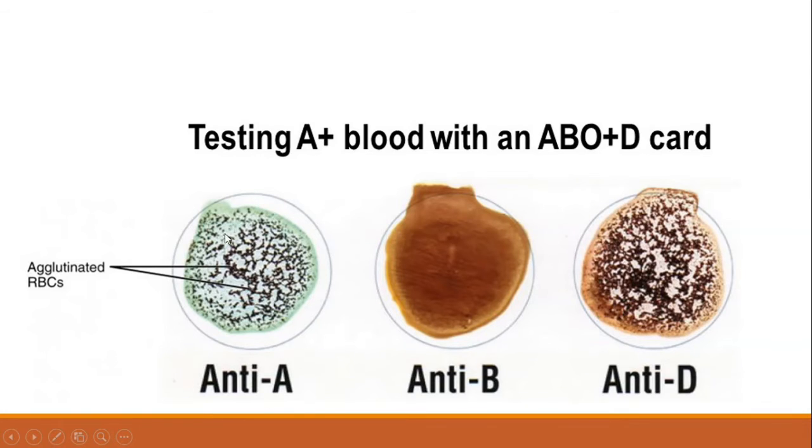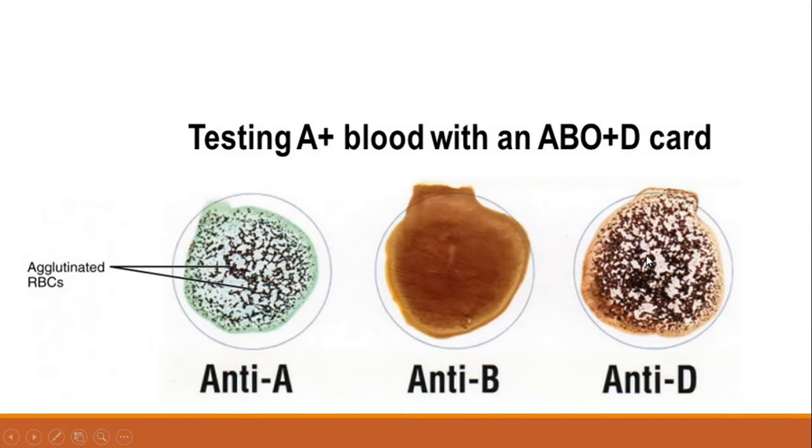So we are sure that this blood group is blood group A. With anti-B, there is no clump formation. Agglutination does not occur in this one, so it is a clear liquid. With anti-D, the clumps are formed, so it means that the RH factor is present.